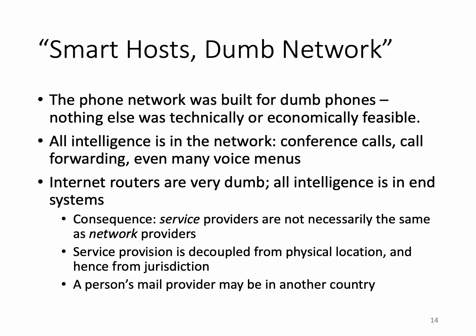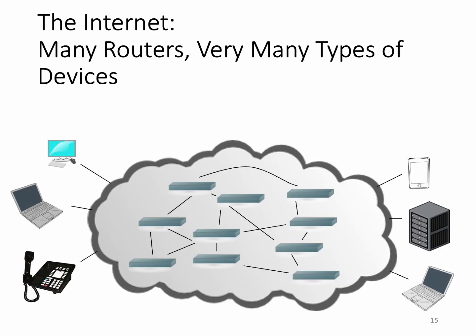As a result, service providers are not necessarily the same thing as network providers, and it also means that service provision is decoupled from physical location. Your mail provider might be in another country. Okay, so we understand now that the internet consists of a bunch of different types of devices, which in the end are all computers, and they're connected through routers to send messages to one another. The kinds of devices that you can have are laptops, desktops, phones, servers, and by phones I mean not just smartphones, but also landlines.